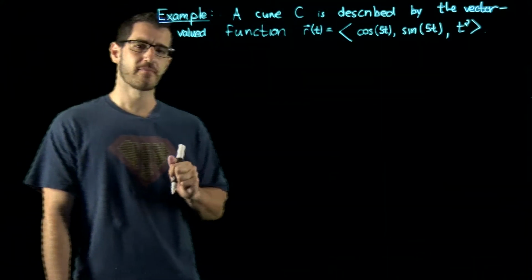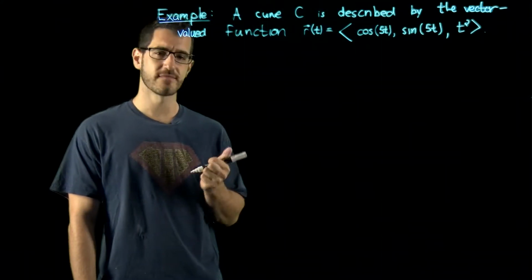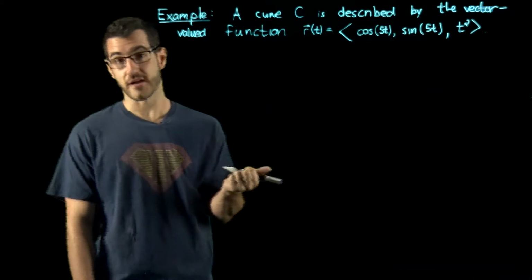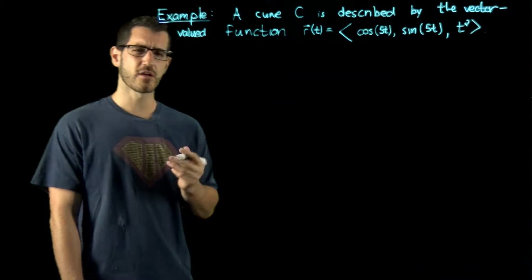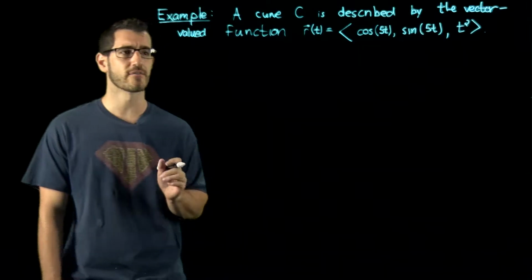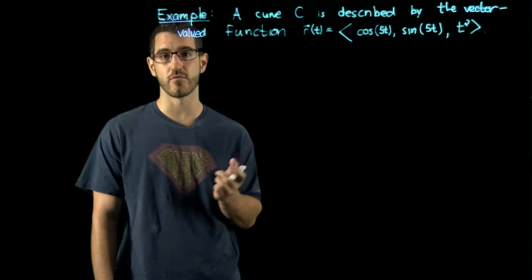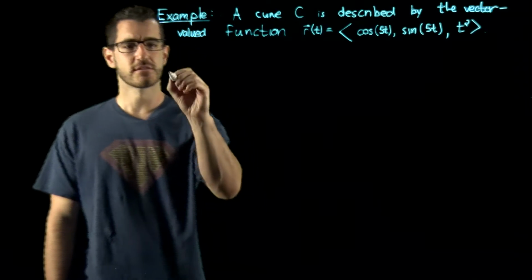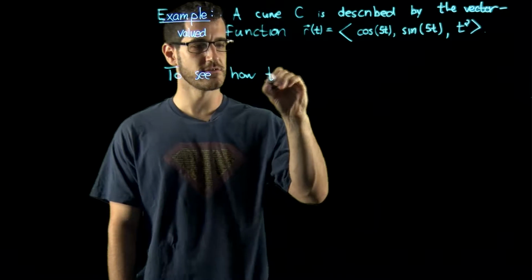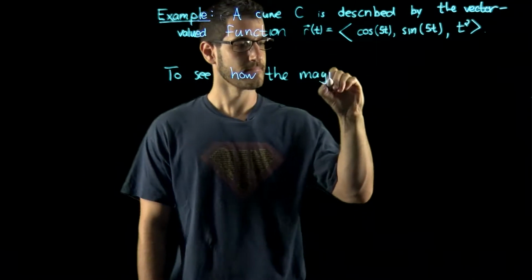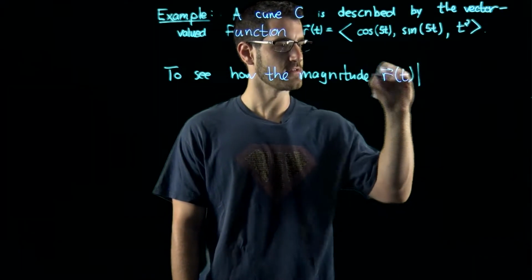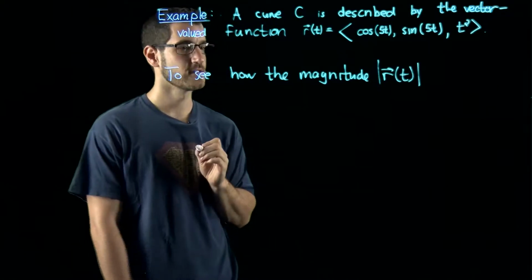So we just saw in the picture that when this vector-valued function changes, its magnitude can change and its direction can change. We're going to talk about what it means for the direction to change in a little bit, but for now I do want to show you how the magnitude changes. To see how the magnitude changes, the magnitude we're going to denote as usual by this.